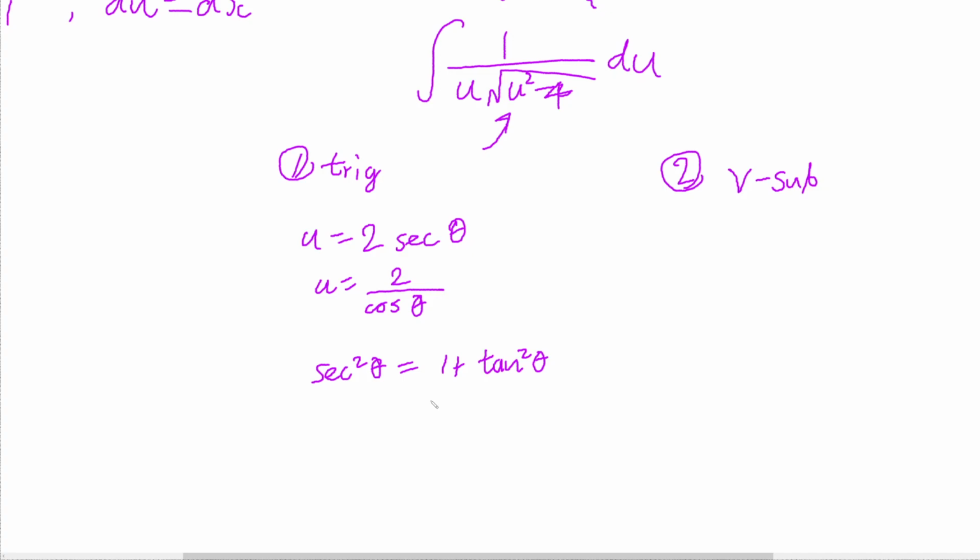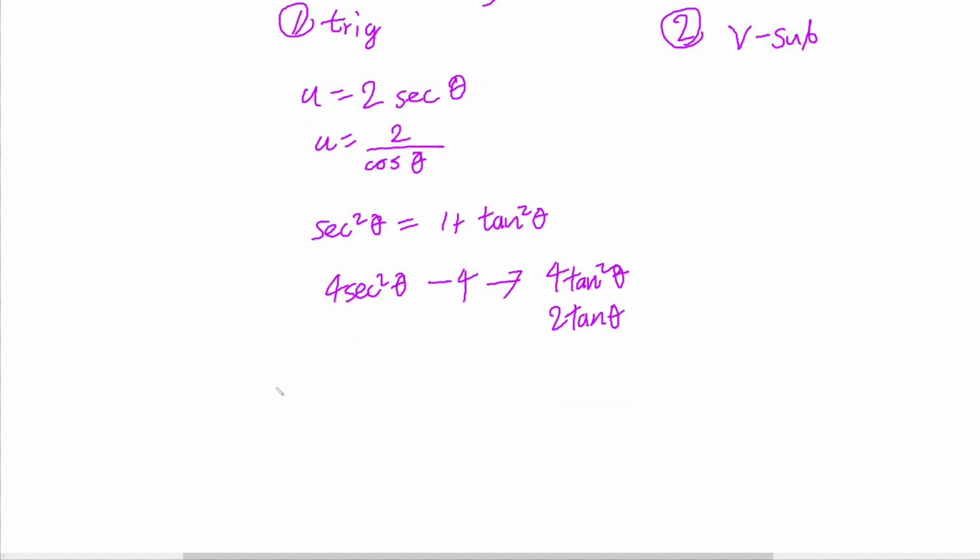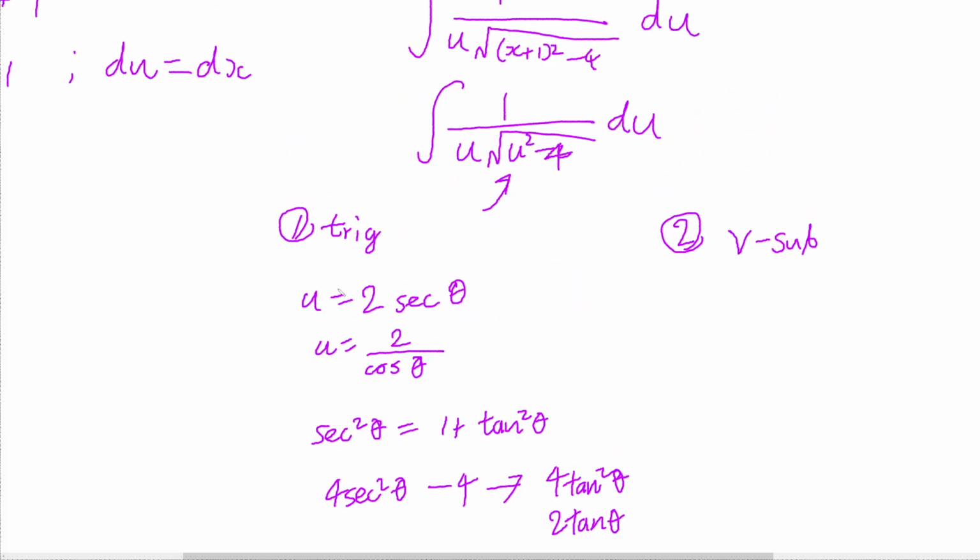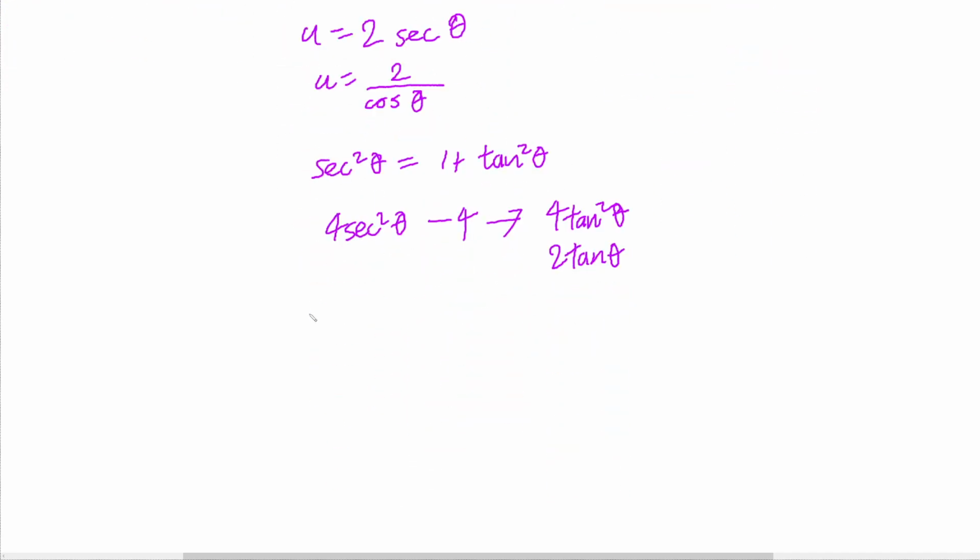The reason that I use 2 sec theta here is because if you square this 2 sec theta term, it becomes 4 sec squared theta, and when you subtract 4, this goes to 4 tan squared theta. Taking the square root of that just gives you 2 tan theta. So ultimately it's a fairly convenient way to do this. So let's try with this substitution, u equals 2 sec theta.